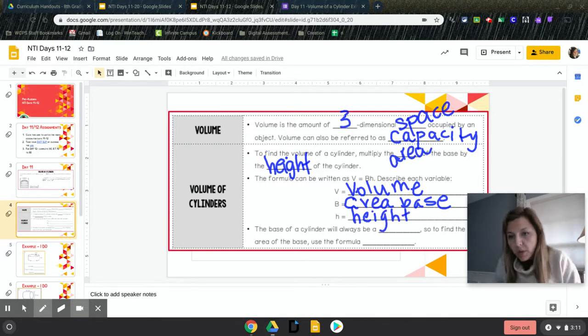Remember, it's not always the vertical height, meaning up and down. If the cylinder is laying on its side, so kind of like if I think of this pen as a really long cylinder, and I lay it on its side, the distance between the bases, here's a base and here's a base, is the height. Okay? So the base of a cylinder will always be a circle.